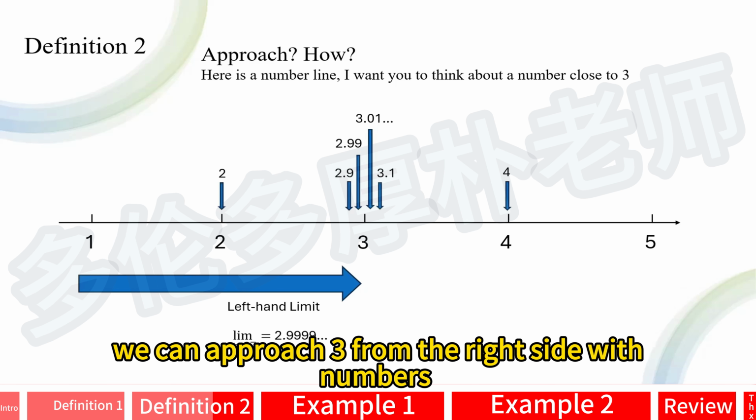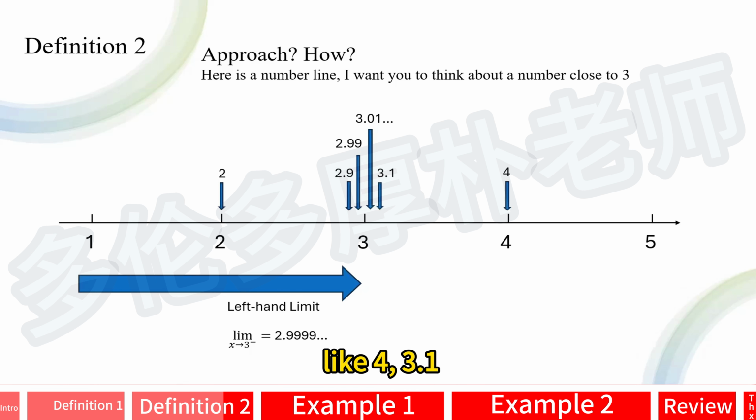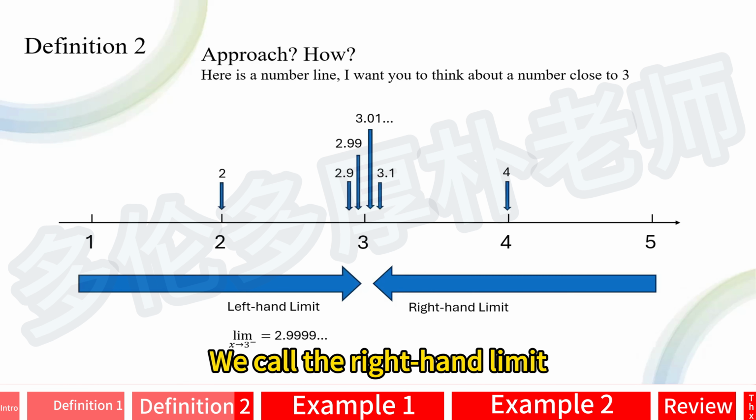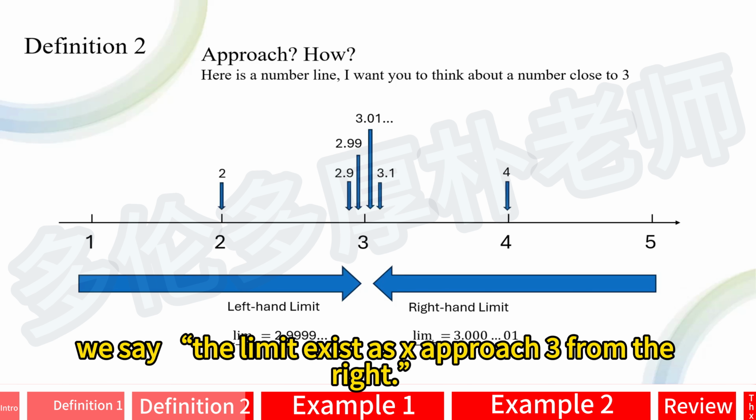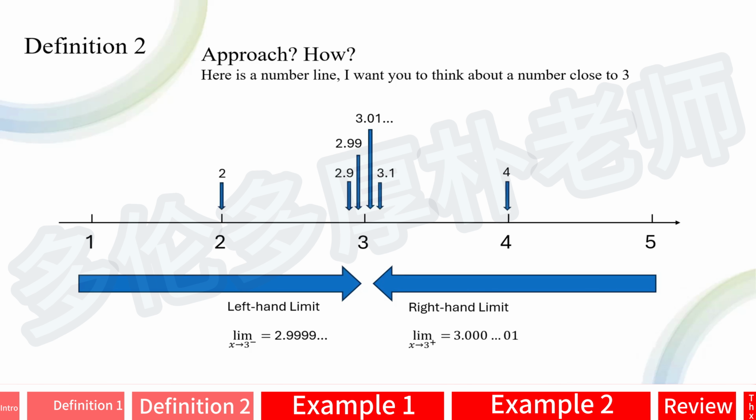Similarly, we can approach 3 from the right side with numbers like 4, 3.1, or even 3.01. We call it the right-hand limit. Since these numbers are greater than 3, we say the limit exists as x approaches 3 from the right.